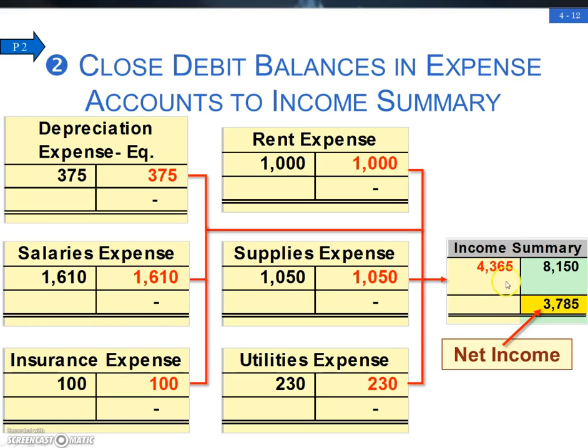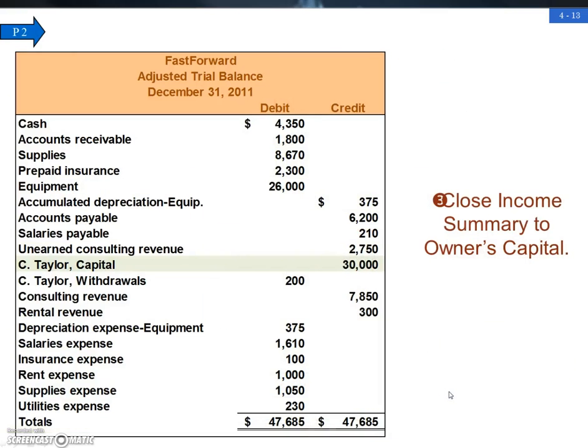And now we've summarized all the revenues and all of the expenses in the income summary, and the net amount, if it is a credit, is net income. If it was on the debit side, meaning the expenses outweighed the revenues, we would have a net loss. But in our example, we do not. We have a net income. And you'll see all of our expense accounts now start with a zero balance. So we can start the new year with zero balances in all our revenue and expense accounts.